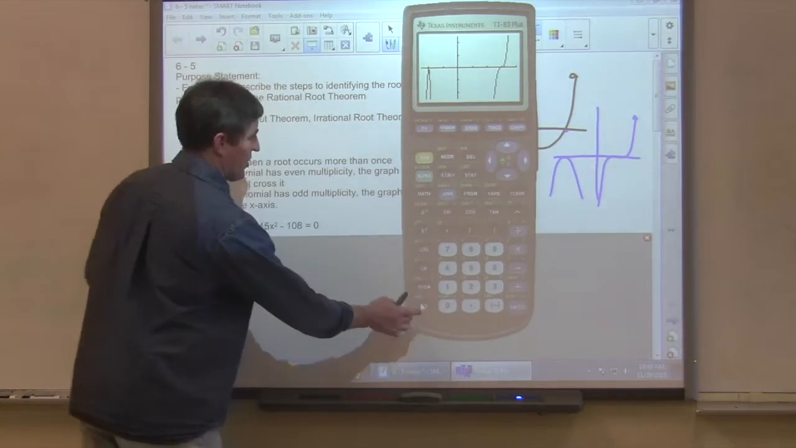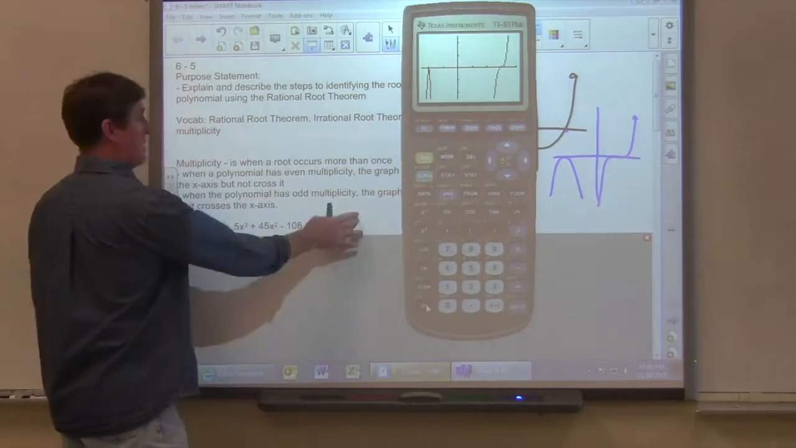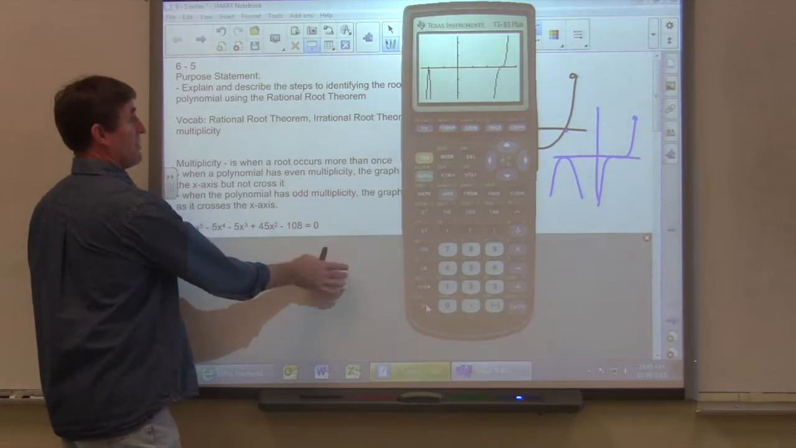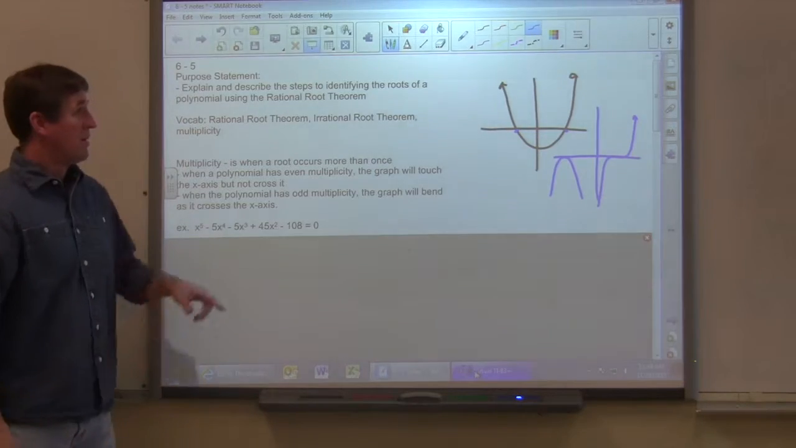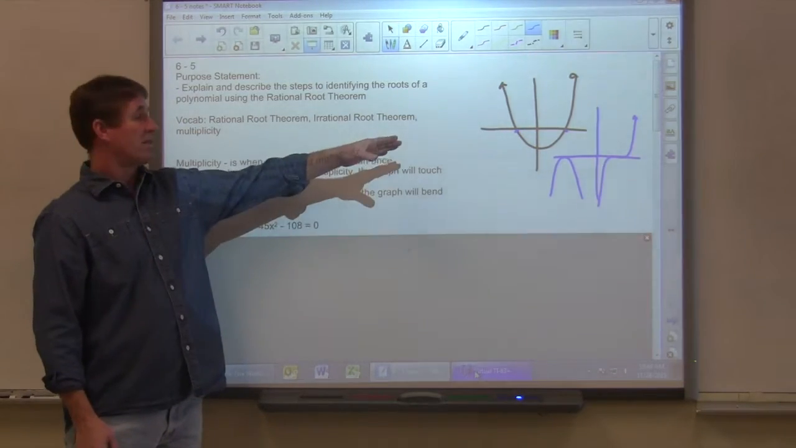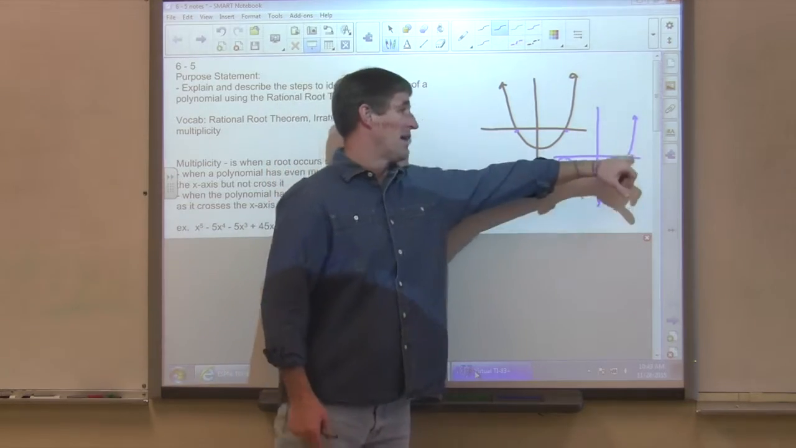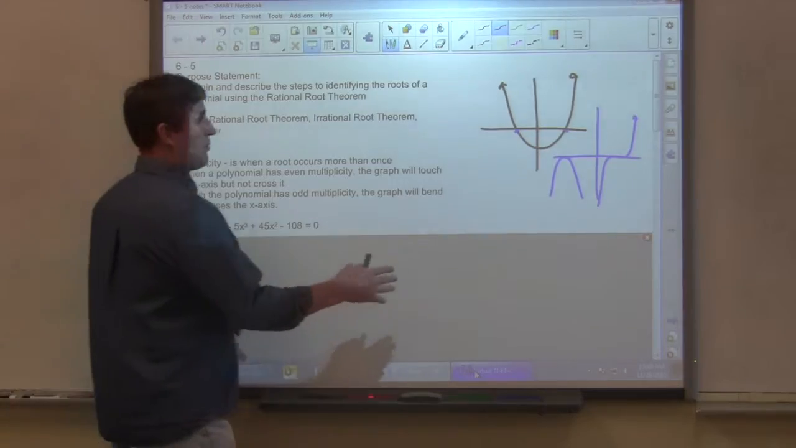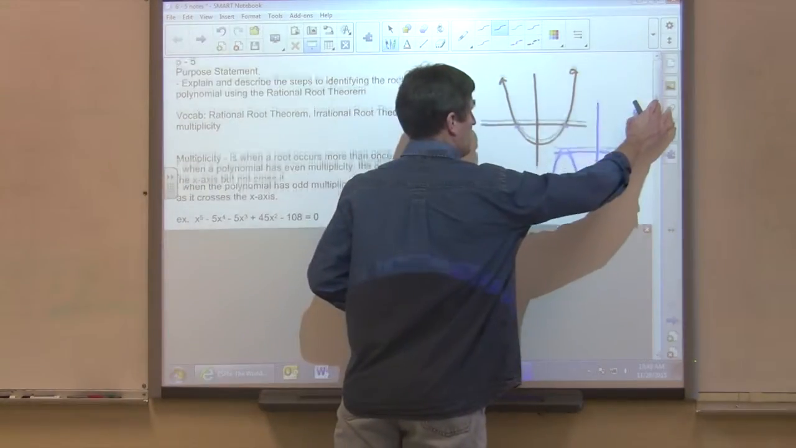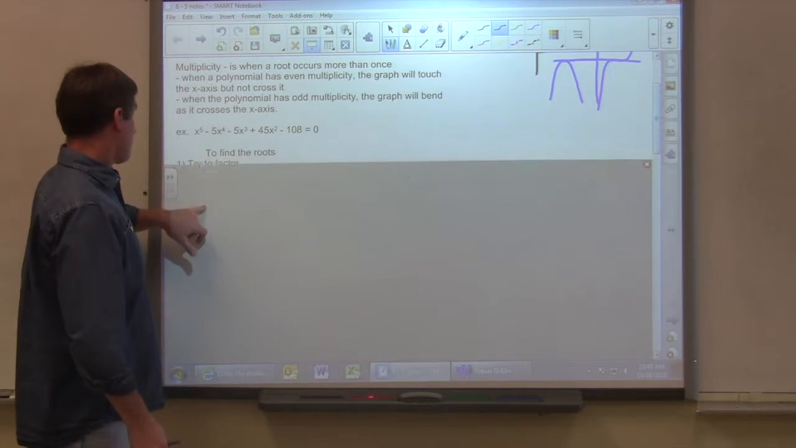So that's all that means on multiplicity, that sometimes you can have a graph occur where it comes down and just touches, then it's an even multiplicity, and where it crosses and bends, you have an odd multiplicity. So that's not real important. It's just to understand that sometimes our answers can occur more than once.